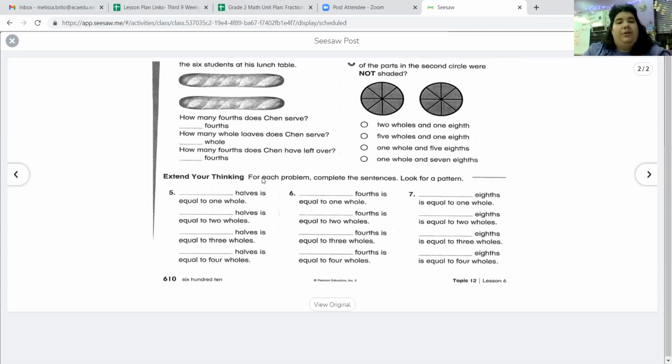It says, for each problem, complete the sentences, look for a pattern. Blank halves is equal to one whole. How many half pieces do you need to make one whole? Okay. The second one says blank halves is equal to 2 wholes. So you'll need to draw 2 shapes, cut those in half. This half and this half makes 1. This half and this half makes 2.